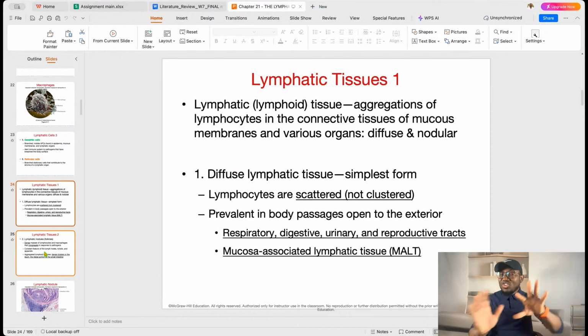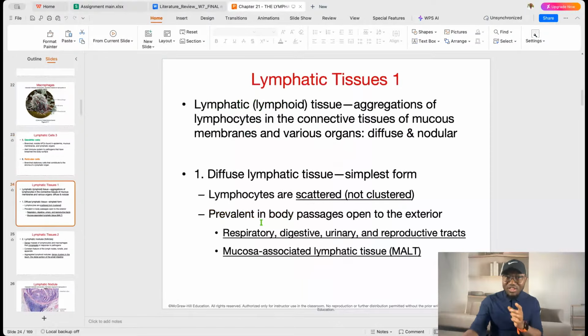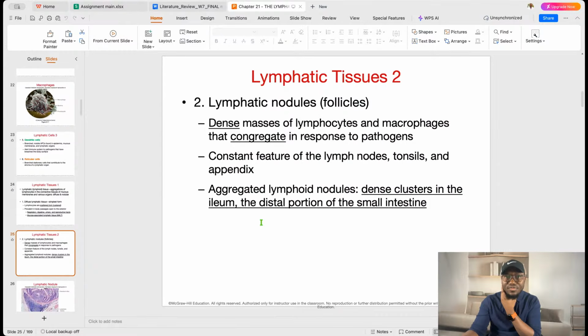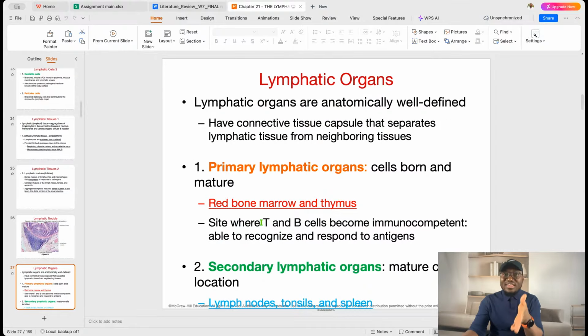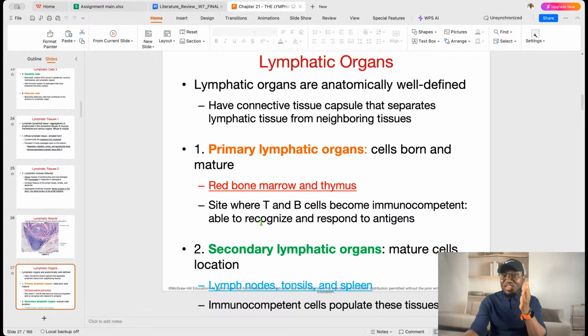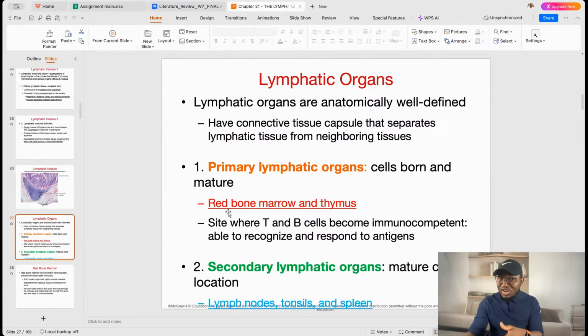So we discussed the cells. These are the tissues. We have the diffuse lymphatic tissue, very important. And we have the lymphatic nodules, which are the follicles. Then these are the lymphatic organs. We have the primary lymphatic organs and the secondary lymphatic organs. You need to know which one is primary and which one is secondary. They will ask you. Primary is red bone marrow and thymus. Secondary is lymph node, tonsils, and spleen.